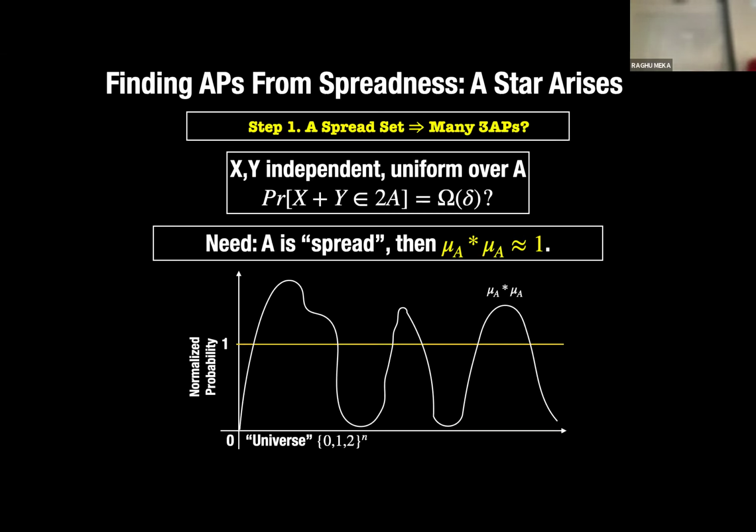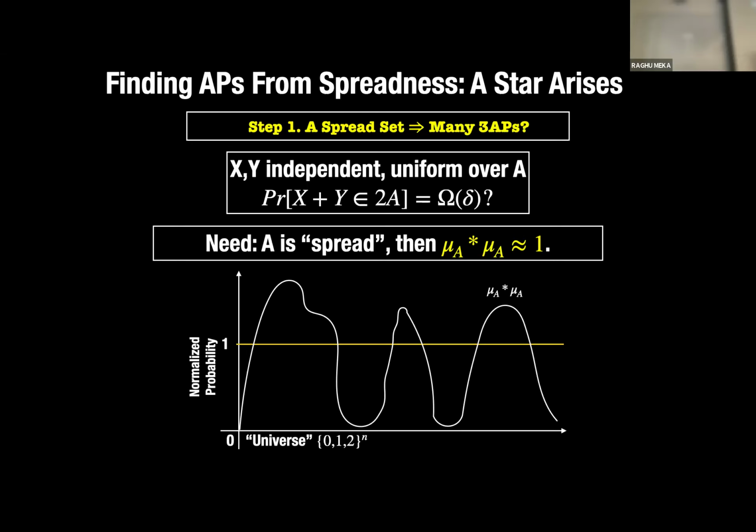One way to think, kind of a caricature but helpful picture in mind, is just imagine on the x-axis I have the entire universe, 0, 1, 2 to the n strings. Now, mu A star mu A is some function on these things. It tells you the probability of seeing this particular point under the distribution of x plus y. But we scaled it up so that instead of looking at very tiny numbers like 0.001, we boosted everything up so that we're comparing always with the constant 1 function. So the uniform distribution will be the constant 1 function.